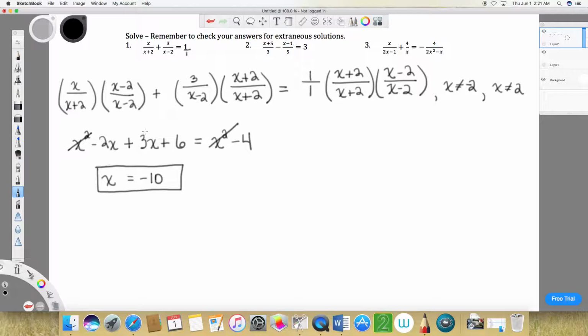And that should check. You can plug it in and see if the left-hand side does equal 1. If it doesn't, then I've made some silly arithmetic error. There was nothing wrong with the strategy over which we solved this. So let me shrink this up and then move on to the next one.